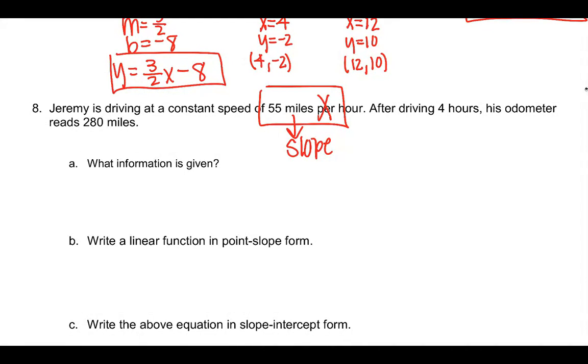So if I plug in 4 hours into my function machine, my x, my output is y. So our problem, the information that's given to us, we're given an m. Our slope was 55 miles per hour. And I was given a point. If I plug in 4, I get out 280.